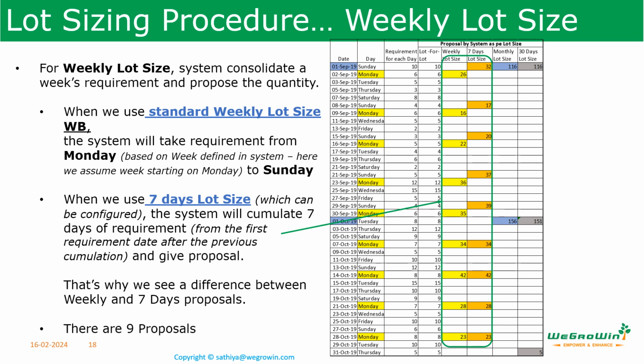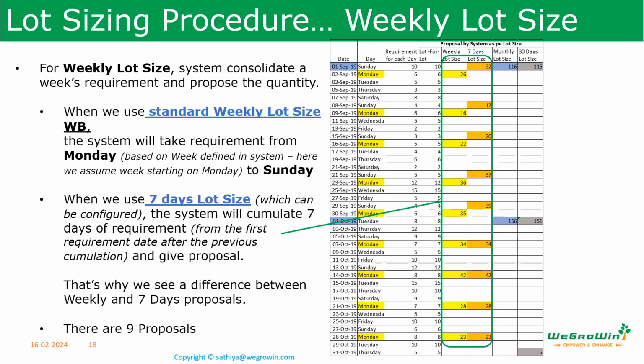But in case we define 7 days, system will check one date. From there it will check what are the 7 days requirement from that date. Then it will give the requirement. For example, from 1st September until 7th September, what is the requirement? 32. And then system will start to see from 8th September what is the requirement. Now from 8th September, if we take 7 days, up to 13th it is taken, and it is giving 17. Like this, you will take 7 days of requirement. See now, that is the difference. You have to understand the difference between weekly and 7 days.